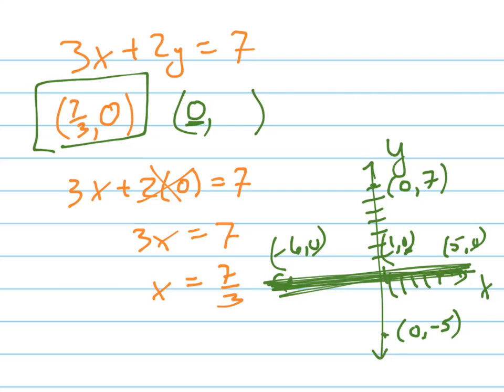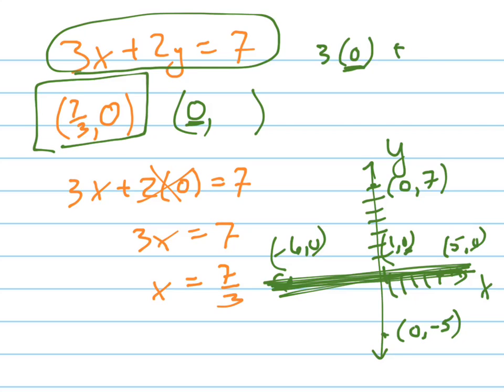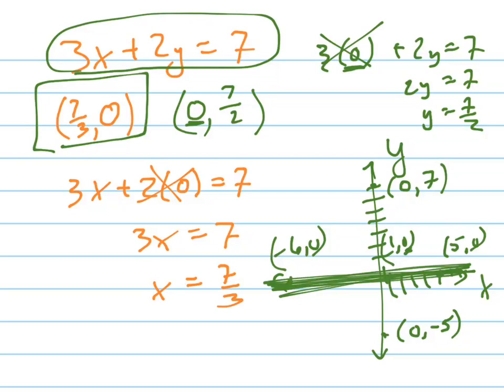All right, so when I plug in 0 for x, let's do that over here. I'm rewriting this, but writing a 0 in for x. Plus 2y equals 7. I get 2y equals 7. Divide both sides by 2. I get 7 halves. So 7 halves is my y-intercept.